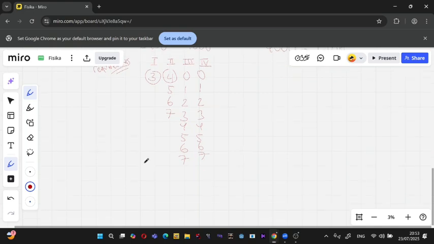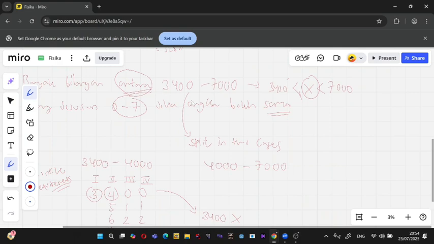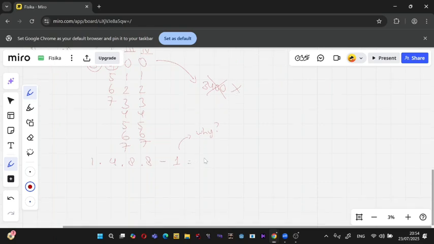Okay? Then you calculate 1 times 4 times 8 times 8. But in this case, you are going to have to minus 1. Why is that? Look, there's 3,400 as a possibility, but that's not allowed. Since the question is asking for numbers in between 3,400 and 7,000, that means the number needs to be higher than 3,400 and under 7,000. So the result should be 255.